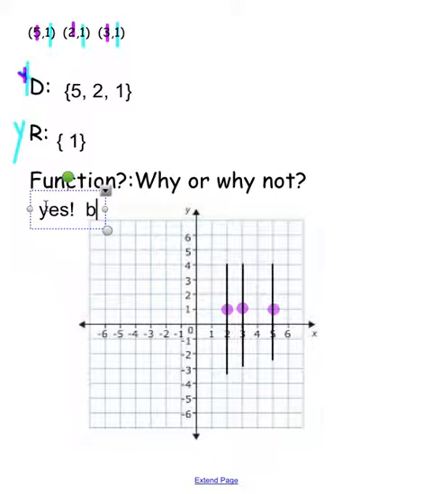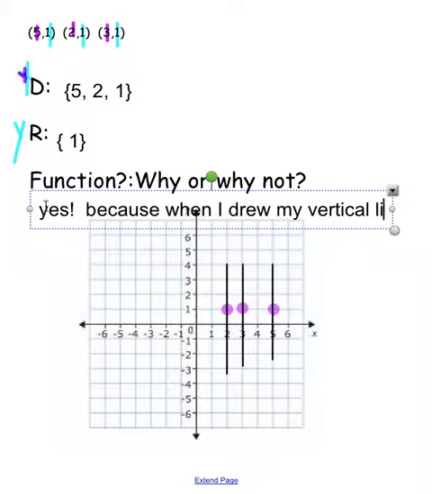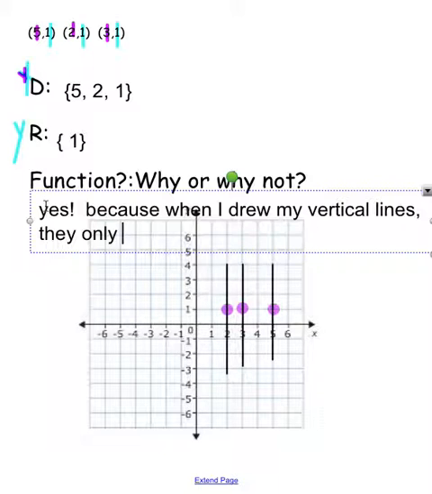And that is because when I drew my vertical lines, they only hit 1 point. All of them. None of them hit more than 1. So that's why it's a function.